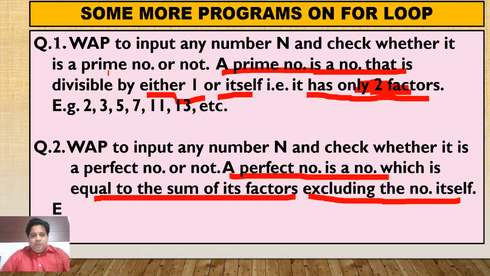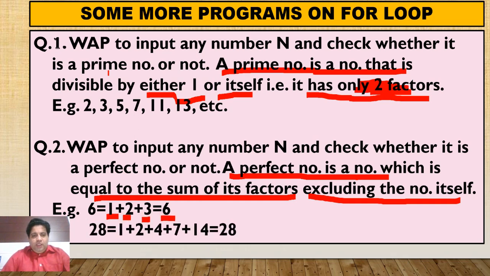For example, 6 is a perfect number because if we find the sum of its factors 1 plus 2 plus 3, not including 6, you will get 6. Similarly, 28 is also a perfect number. The factors of 28 are 1, 2, 4, 7, 14, and we are not including 28. You will get the sum 28. So the sum of its factors excluding the number itself.